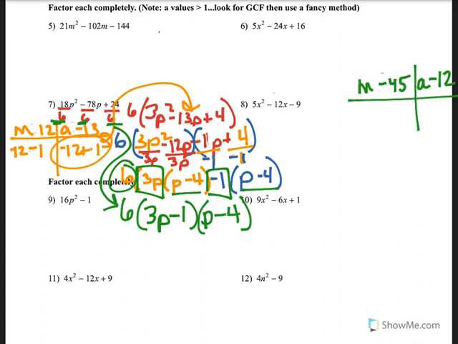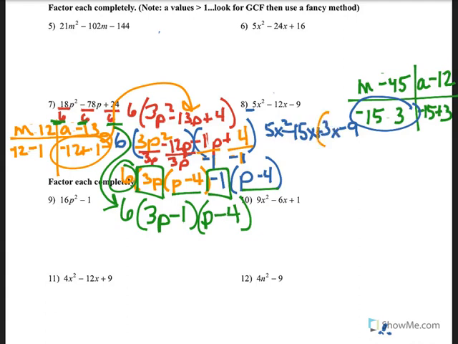Okay, 2 numbers that do that are going to be negative 15 and 3, and negative 15 plus 3. Okay, again, this has a 5 on the outside, so I'm going to copy the first term, and I'm going to copy the last term. And I'm going to take these and replace them in the middle. So I have negative 15x plus 3x. And then I'm going to put parentheses around them and take out the GCF.